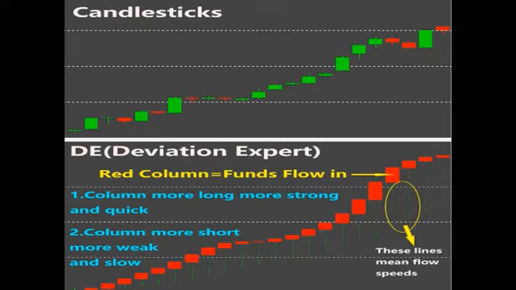Same as the green bar, the red bar also has two senior tips. The first one: when the bar is longer, can you see this bar become larger? If it becomes longer, the flowing power is stronger and quicker. The second: when the bar is shorter, the flowing power is weaker and slower. If you see this bar become longer and longer, the funds are flowing more and more. When the bar starts to get shorter and shorter, the funds flowing starts to weaken and slow.